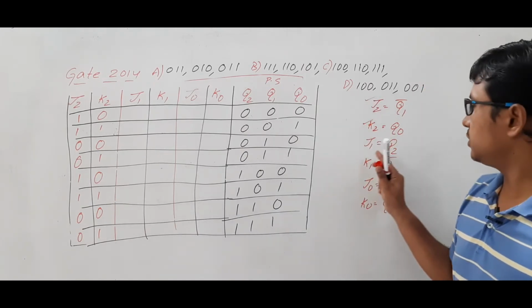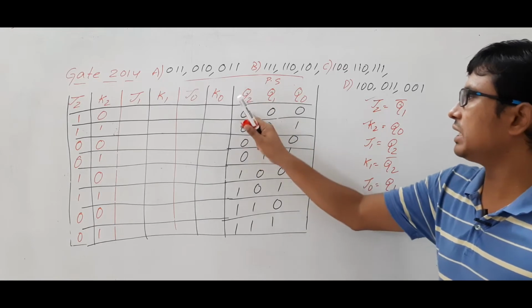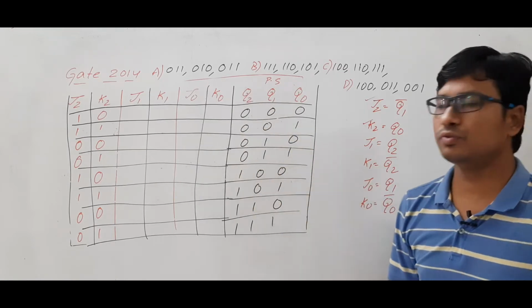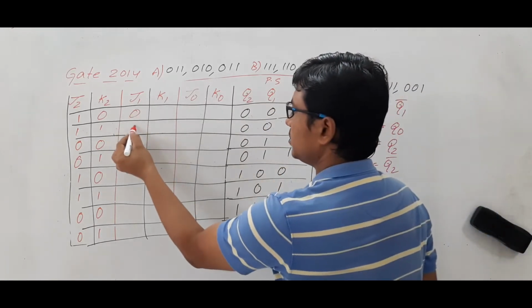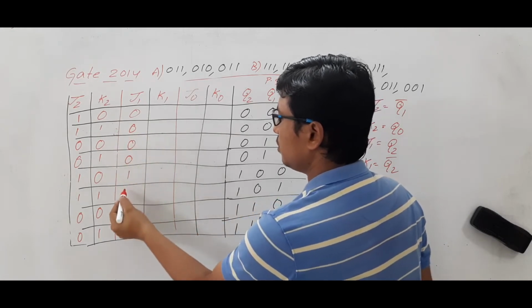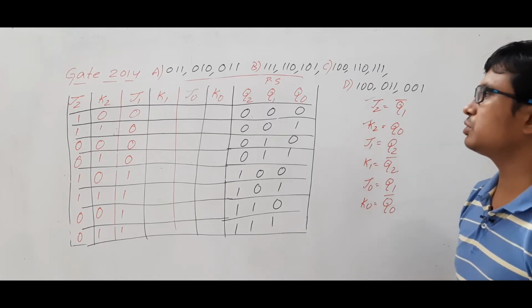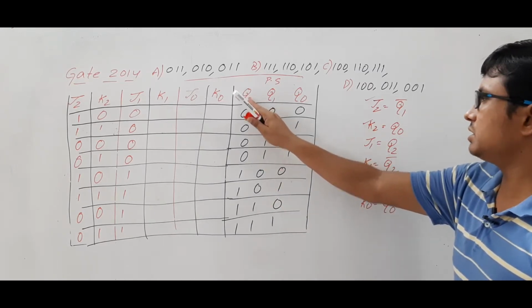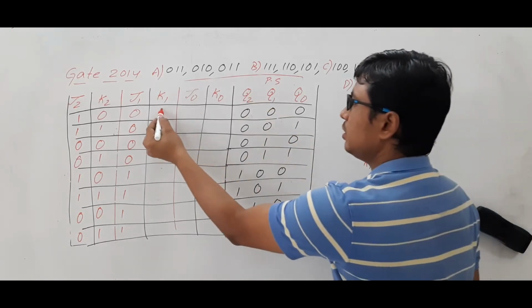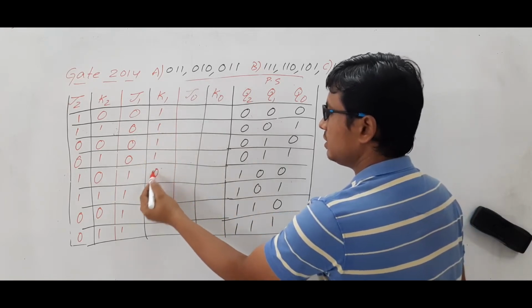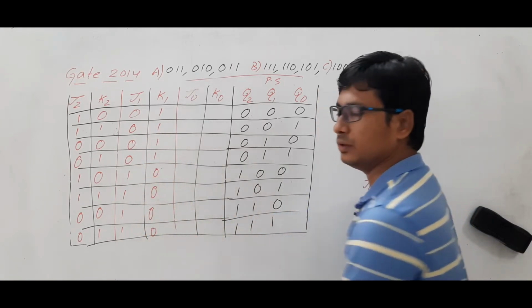Now we will see the J1. J1 is saying that Q2. What is the Q2 values? 4 zeros, 4 ones. You keep them 0 0 0 0 1 1 1 1. Okay. K1 is equal to Q2's complement. Q2 is this one. Its complement will be 1 1 1 1 0 0 0 0.